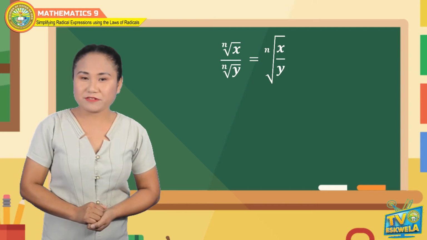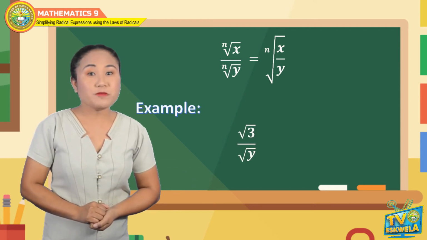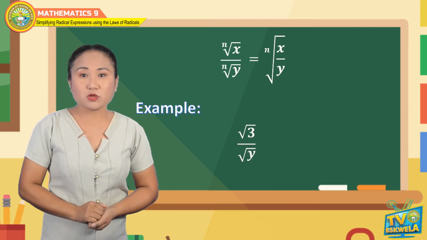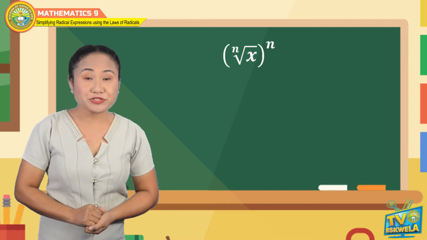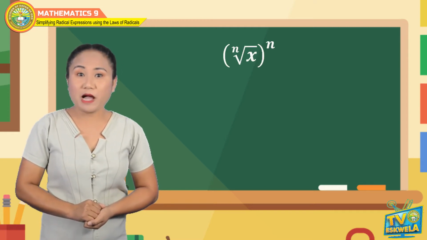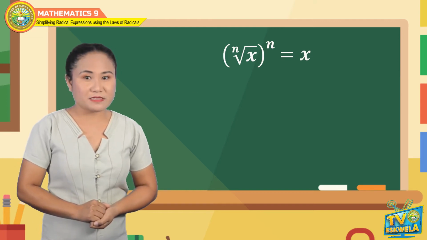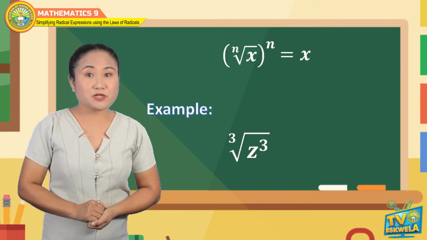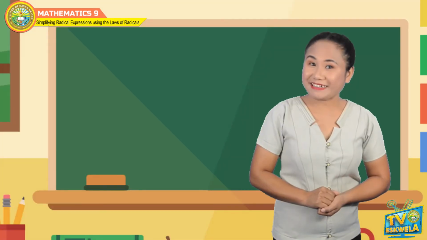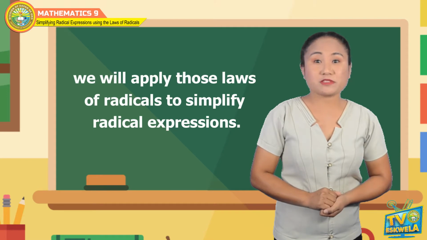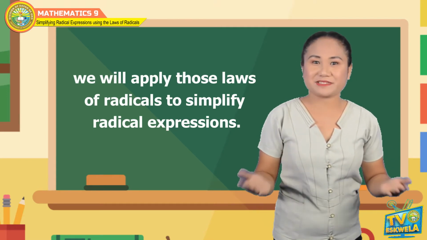When we have square root of 3 over square root of y, we may also write it as square root of 3 over y. The nth root of x raised to the power of n is equal to x. For instance, cube root of z cubed is equal to z. Again, we will apply those laws of radicals to simplify radical expressions.